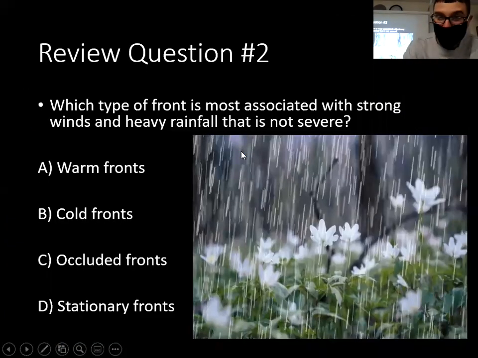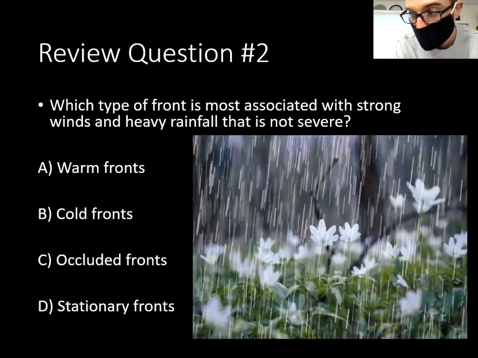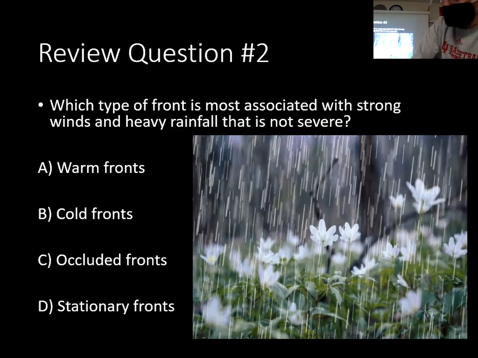Again, this is going to be on page 5 in your notebooks if you are having trouble finding the answer. Page 5, talking about weather fronts. Which type of front is most associated with strong winds and heavy rainfall? Strong wind and heavy rainfall. That is not severe. So it's really windy and really rainy, but there's no lightning, no hail, no thunder, no tornadoes. Is it A, warm, B, cold, C, occluded, D, stationary? Give it your best answer.